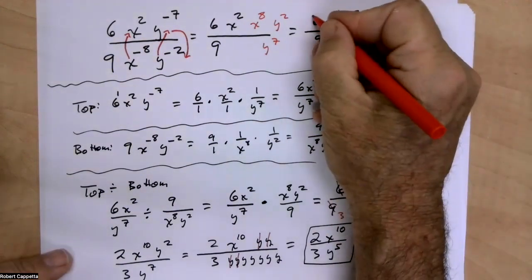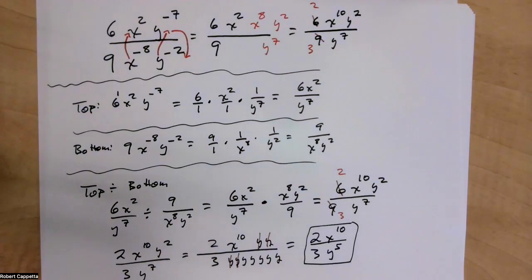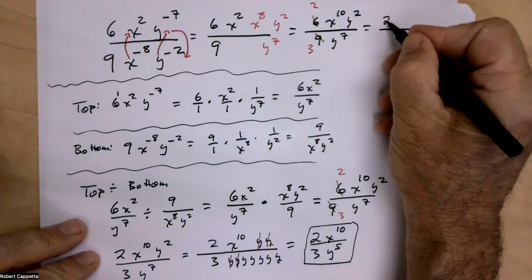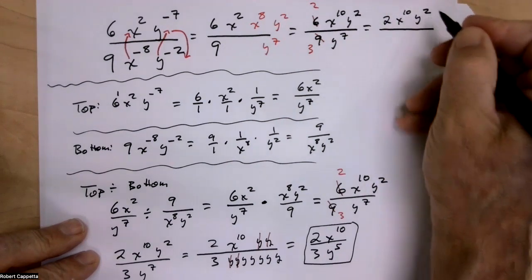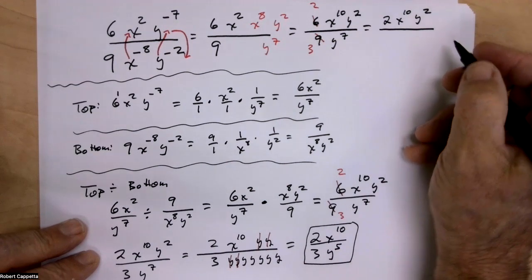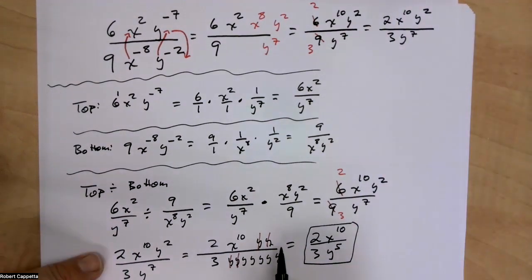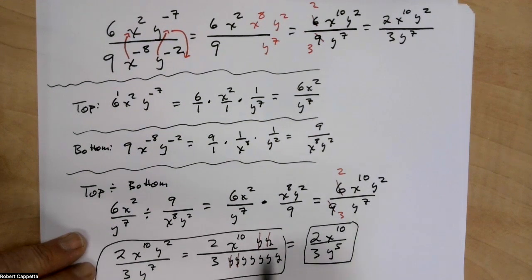6 divided by 3 is 2. 9 divided by 3 is 3. So we have that, which is nice. 2 x to the 10th, y to the 2nd, over 3y to the 7th. And now you'll notice we are at the same point we were here, right? 2x to the 10th, y to the 2nd, over 3y to the 7th.